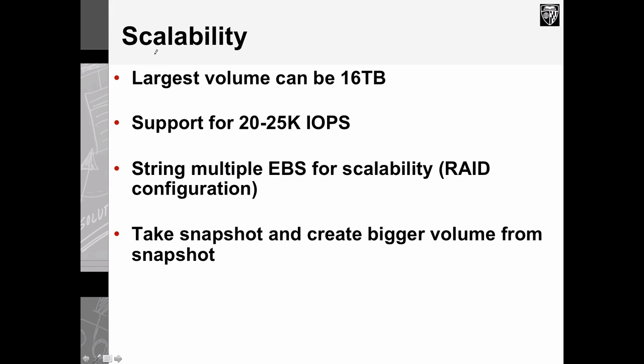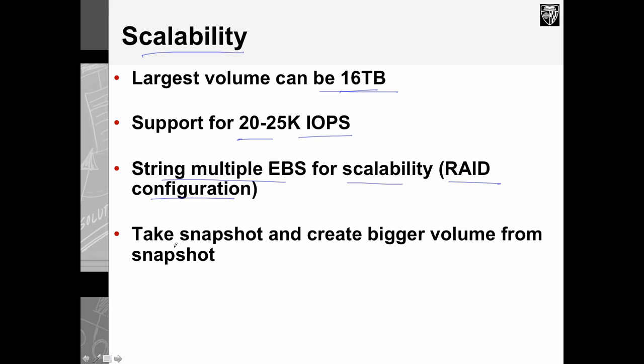Now let's talk about the scalability options with EBS volumes. Like we discussed in the previous section, the largest volume you can create in EBS is 16 terabytes, and you can get up to 25,000 IOPS with EBS volumes. The other option, like we discussed earlier, is you can string multiple EBS volumes together for scalability, using the RAID configuration we talked about, either RAID 0 or RAID 1.